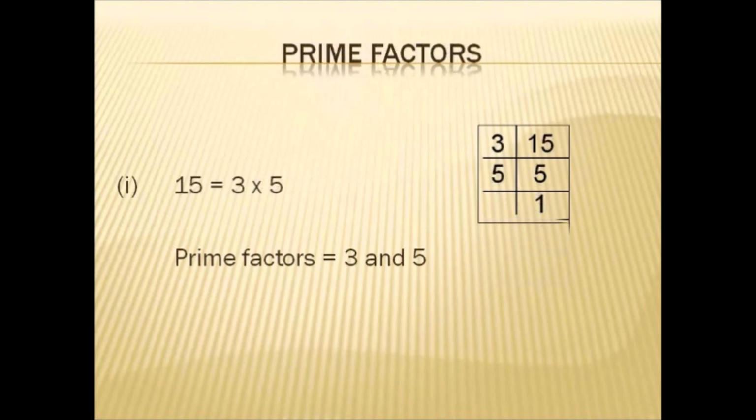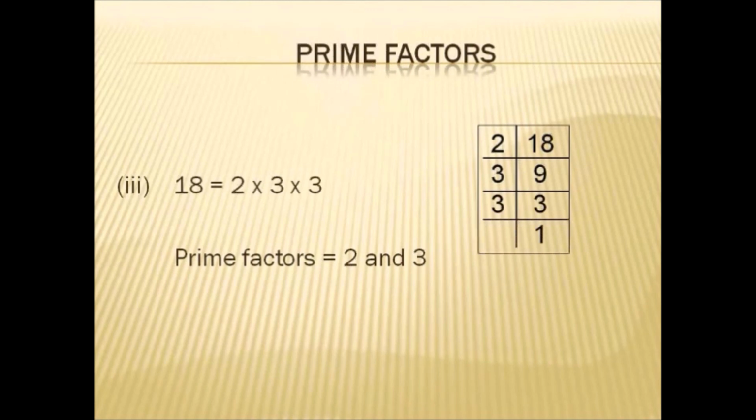We move on to number 2, 15. Division brackets, divide 3 into 15, 5 times, then divide 5 into 5, 1. Stop. Prime factors would be 3 and 5 for 15, so you write it: 15 is equal to 3 times 5. That's it. That's your prime factorization of 15. And since it was not an even number, 15 is an odd number, you begin dividing by 3.